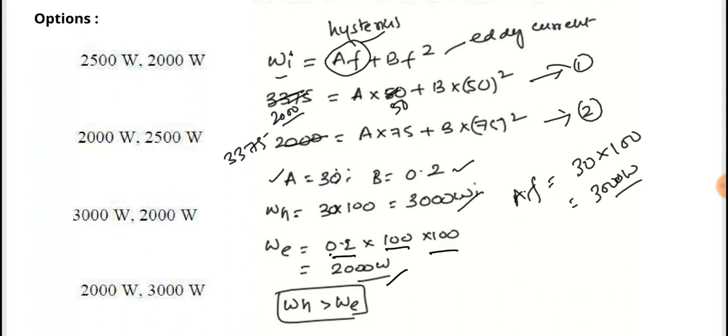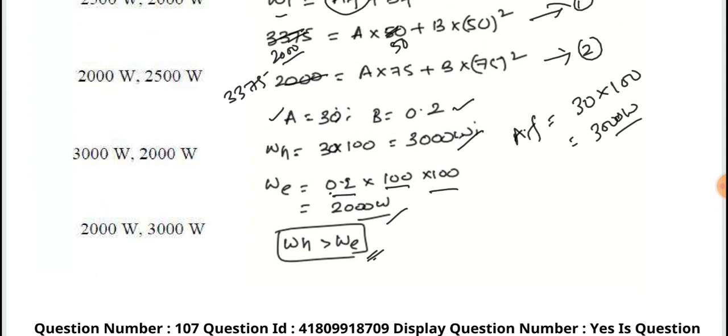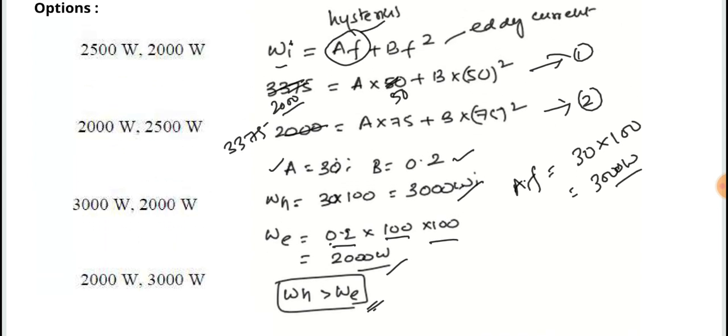From this, what you can observe is that the hysteresis losses are greater than the eddy current losses. So the answer for this question will be 3000 watts and 2000 watts. So the answer will be this one.